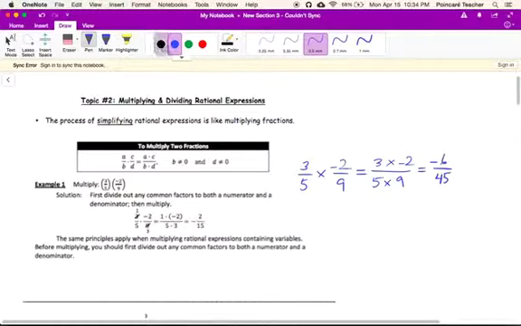And then you want to look to simplify this. I want to think of a number that divides both negative 6 and 45, and that number is 3, because 3 is a common divisor, or common factor, of negative 6 and 45. So divide by 3. Then you get negative 2, and 45 divided by 3 is 9. So the product of 3/5 times negative 2/9 is negative 6 over 45, which can be simplified to negative 2/9.